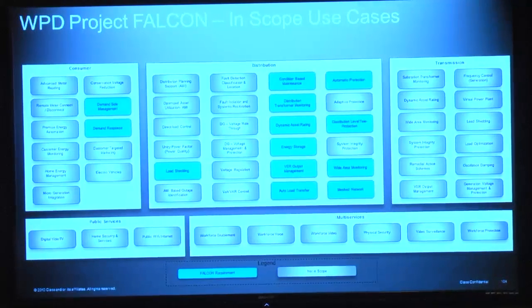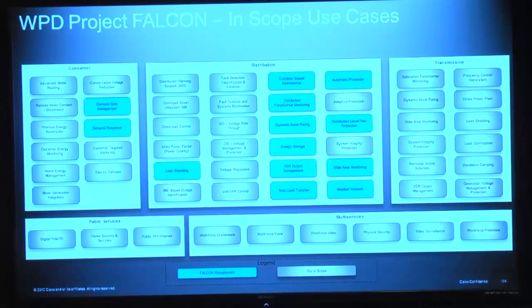As you can see here, these were the particular use cases that were in scope for the study that we needed to undertake. And as you can see, with no transmission-based use cases, there was no need for us to focus on things like PMUs and phasor measurements, etc., because they just simply were not in scope.